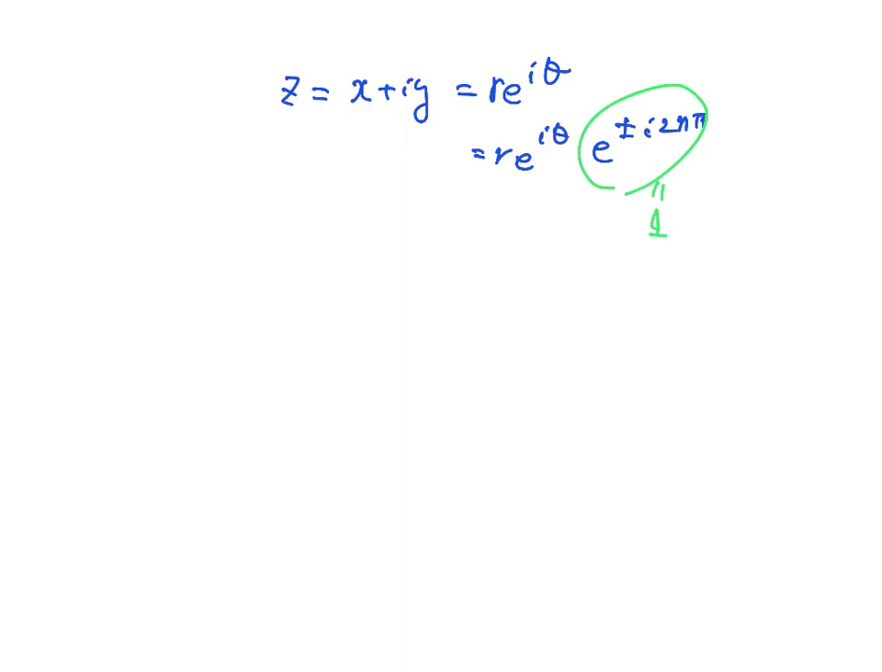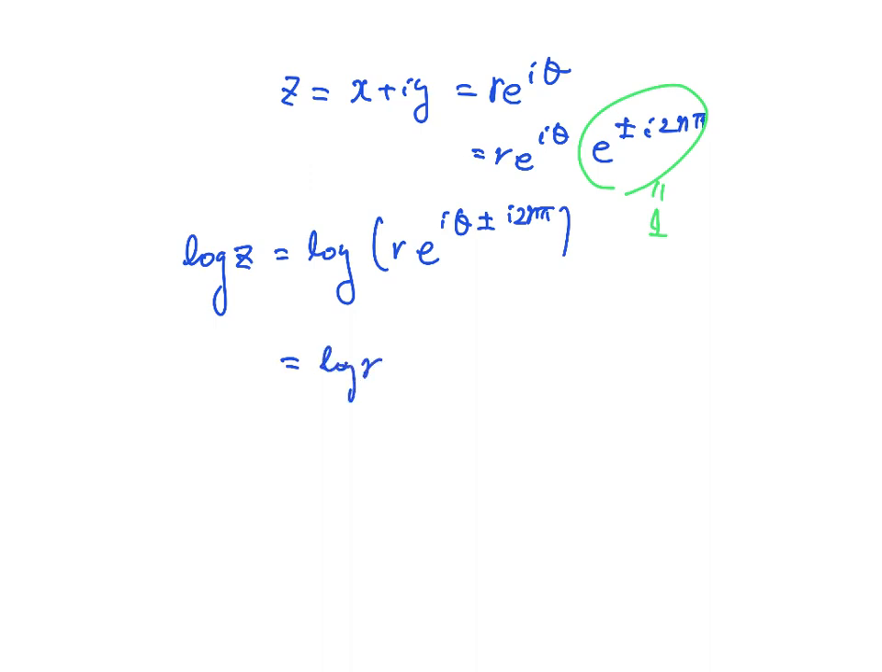But the thing is, if you take the log of z, that is log of r exponential iθ plus or minus i2nπ, which gives log r plus i(θ plus or minus 2nπ). So again, you have a multivalued function. So this gives you multivalued.